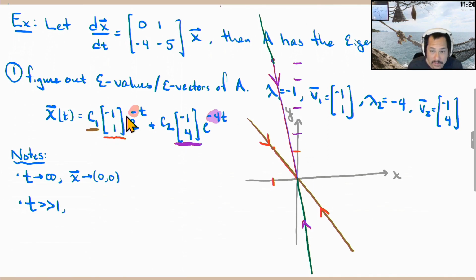And if time goes to infinity, both of these exponentials are going to decay, but as time gets really big, which of them are going to decay faster, purple or red?